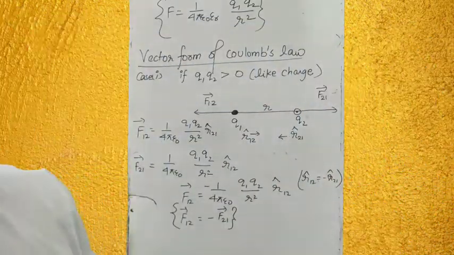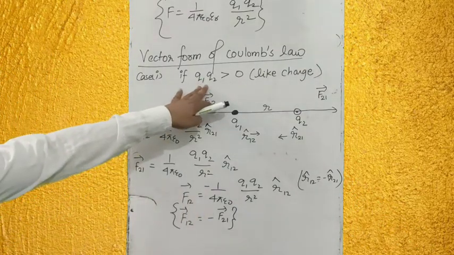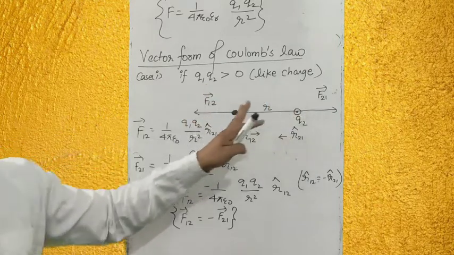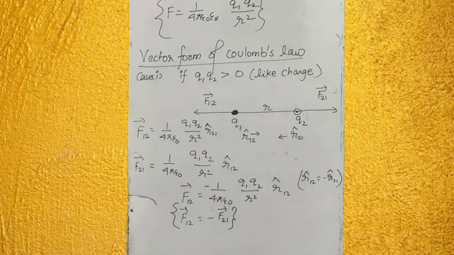So here comes the second case. It was when we are taking like charges. Like charges means both are positive or both are negative, and their product will always be greater than 0.